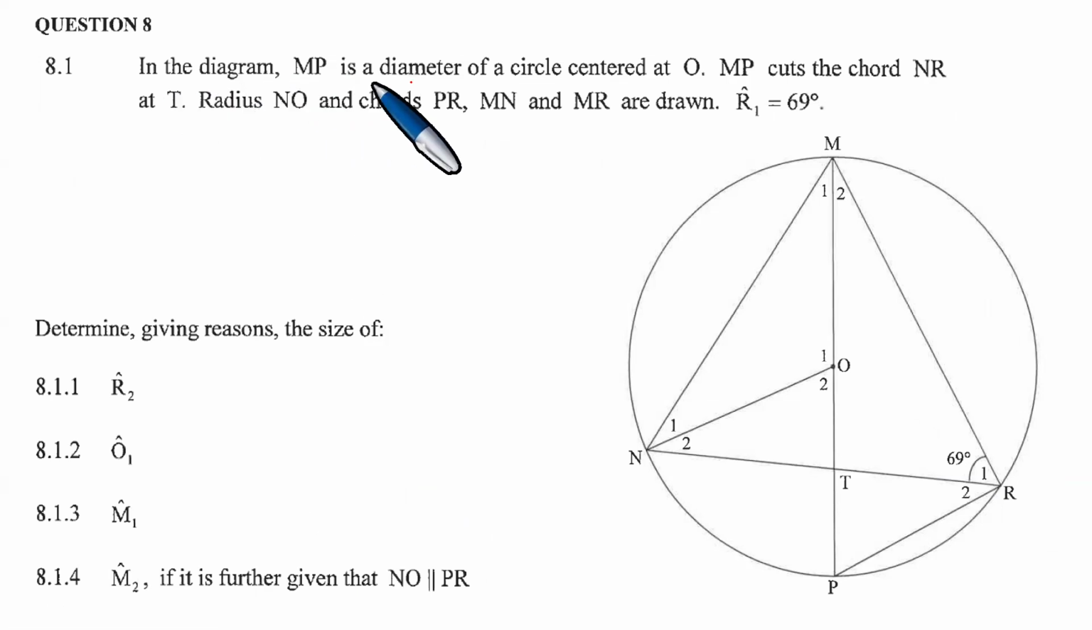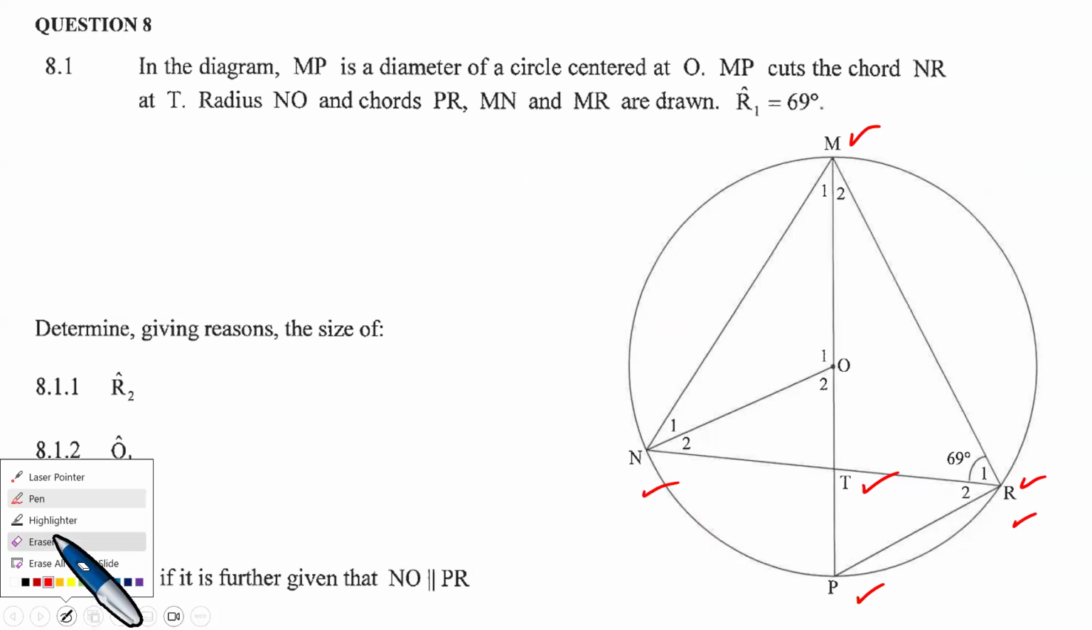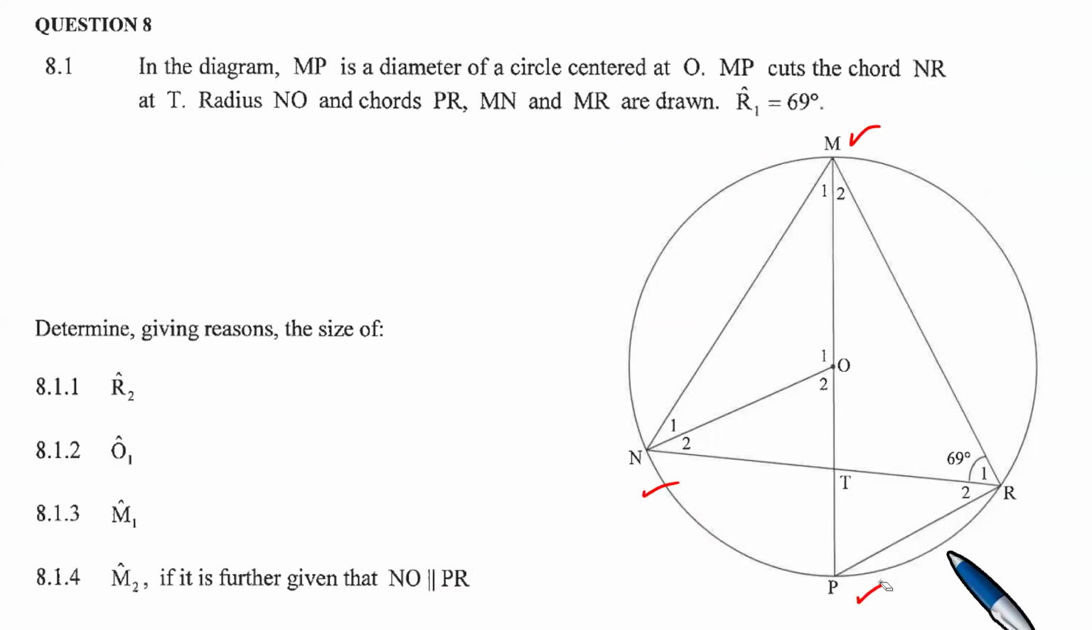In the diagram, MP is the diameter of a circle. Here is M and here is P. It is a circle centered at O. MP cuts the chord NR at T. So if MP cuts the chord NR at T, radius NO, and chords PR, MN, and MR are drawn, the angle R1 is 69 degrees. Here's the angle R1. It is equal to 69 degrees there. We proceed to solve this problem in a step-by-step fashion.